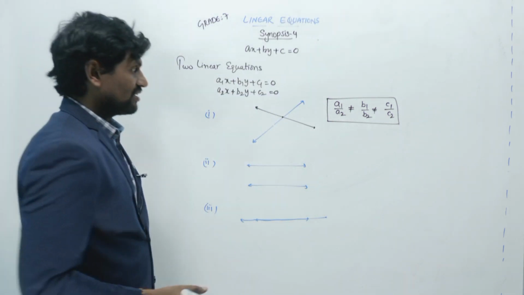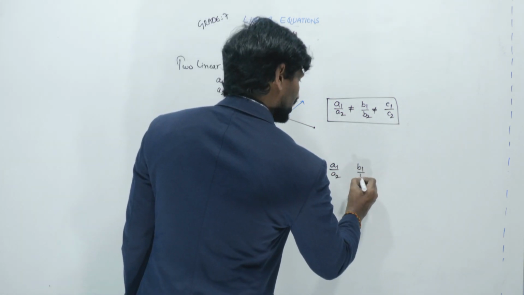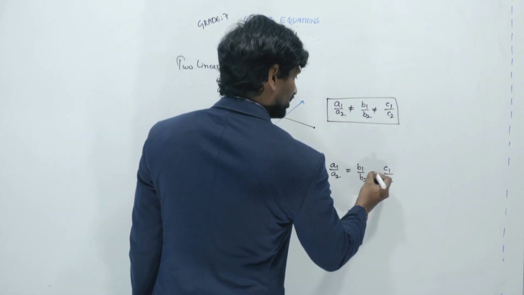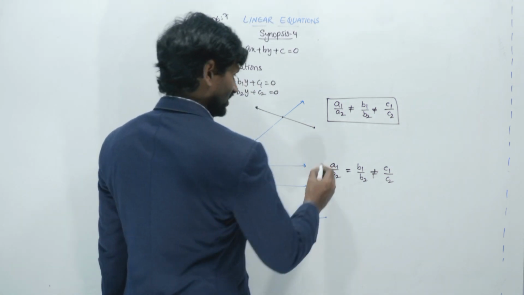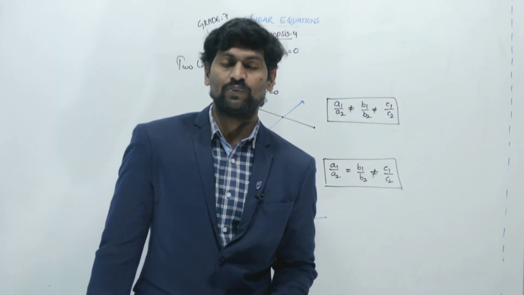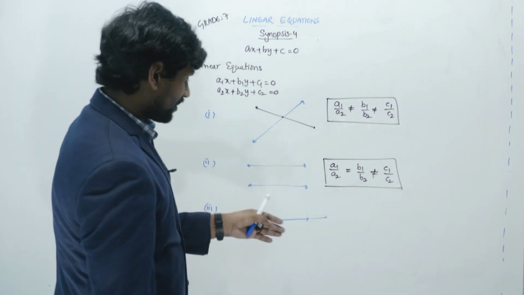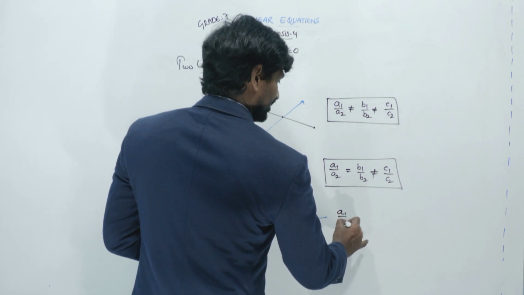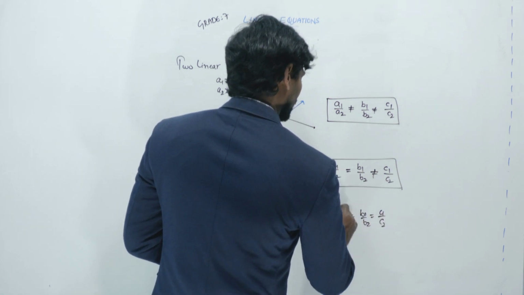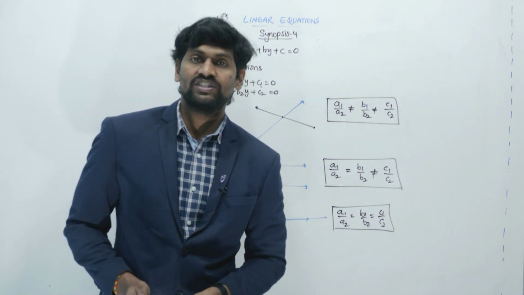Now for the second case, a1 by a2, the ratio of x coefficients, b1 by b2, the ratio of y coefficients, and c1 by c2, the ratio of constant terms. The first two are equal, the last one is not equal. So this represents parallel lines. So the ratios of x coefficients and y coefficients are equal, but the constants are not equal. We can consider these two represent parallel lines. But for coincident lines, the x coefficient ratio, y coefficient ratio, and constants ratio are all equal. We can consider they are coincident lines.